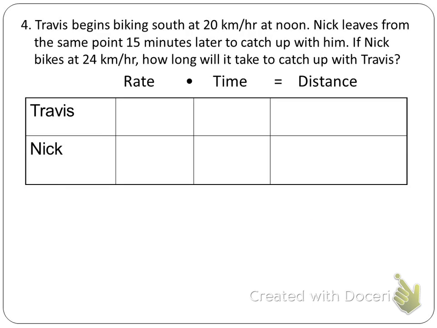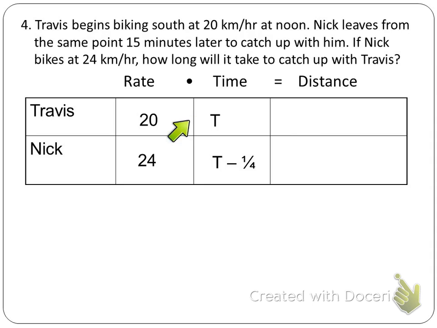So, let's try to fill this in. Travis's rate is 20 kilometers per hour. Nick's rate is 24 kilometers per hour. Travis travels for how long? T. Nick travels for T, take away 1/4 because that's the 15 minutes. Good. And if you're ever unsure what the fraction is, put the number of minutes over 60 and reduce. 15 over 60 is 1/4.